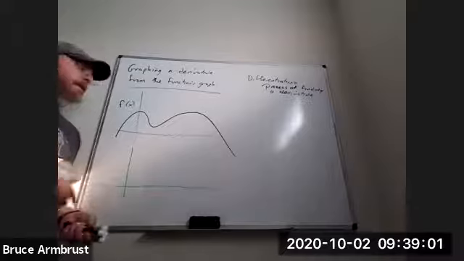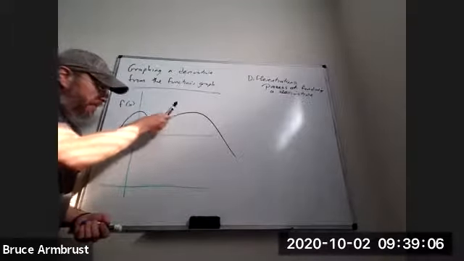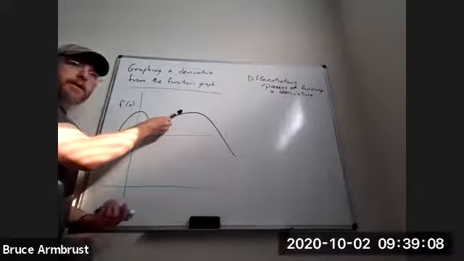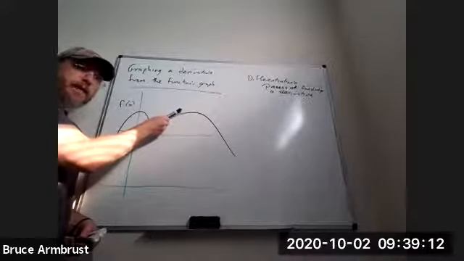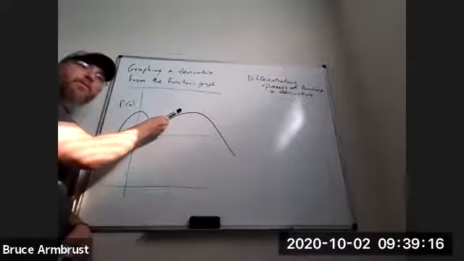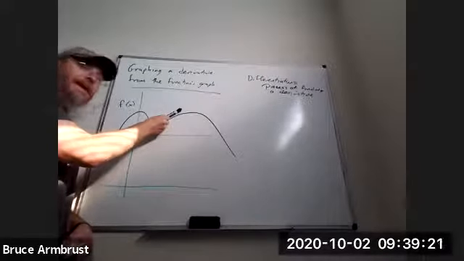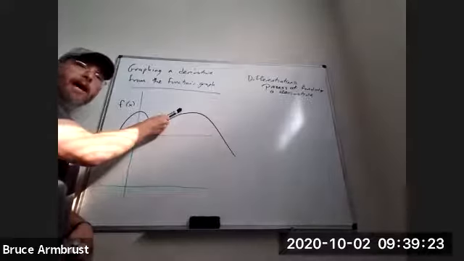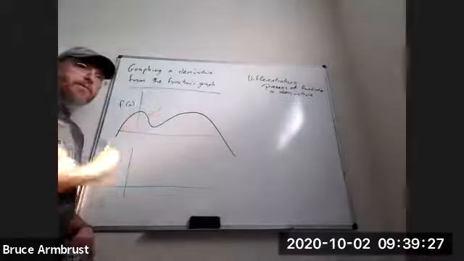So if I were to draw a tangent line to this graph, let me just put one on here. All right, so there's a tangent line at this point. I can calculate its slope. I can get a number for this, right? The slope is a number. So what I'm going to do when I graph the derivative is put that number as my y. So whatever that slope is, that's the number I'm going to use.